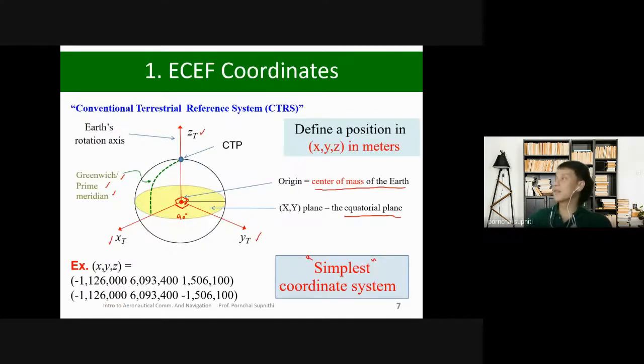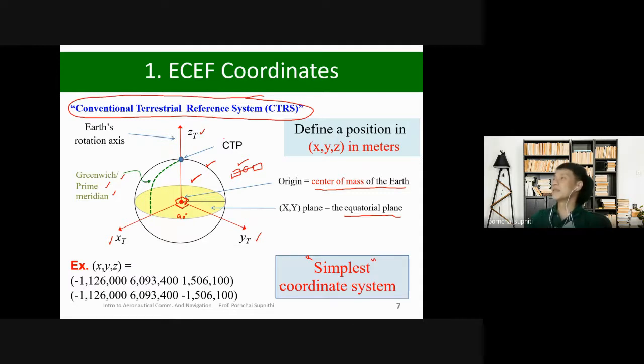you can imagine that it can tell us the position of anything on the Earth, inside the Earth, outside the Earth. Everything around here, we can find the XYZ. If you are on Earth, you can find XYZ. If you are inside the Earth, you can find XYZ. If you are above the Earth, in space, like a satellite, you can also find the XYZ coordinate. Another name is also CTRS, or Conventional Terrestrial Reference System.